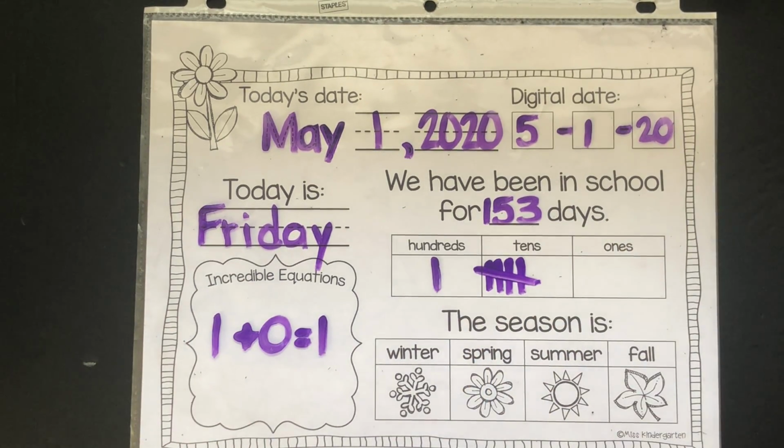Now we go to our ones. What digit was in our ones place? A three, very good. Let's make three tally marks. Here we go, one and up, two and up, three and stop.